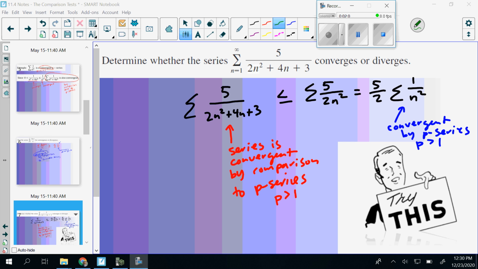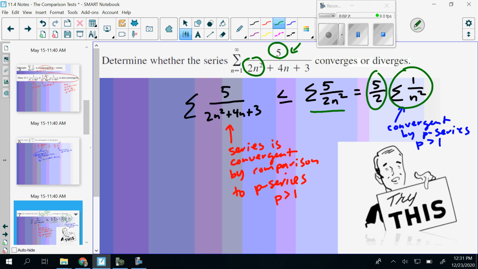This series that we're looking at is going to be very close to, we need to keep the 5 involved. We also need to keep the biggest term here involved. So let's compare it to the series 5 over 2n squared, because that's what's ultimately going to dictate what this series does as you get bigger. Well, we can take those two constants out of 5 and 2, leaving us the series 1 over n squared. What do we know about that one? That's convergent by p series, p being bigger than 1 there with 2.